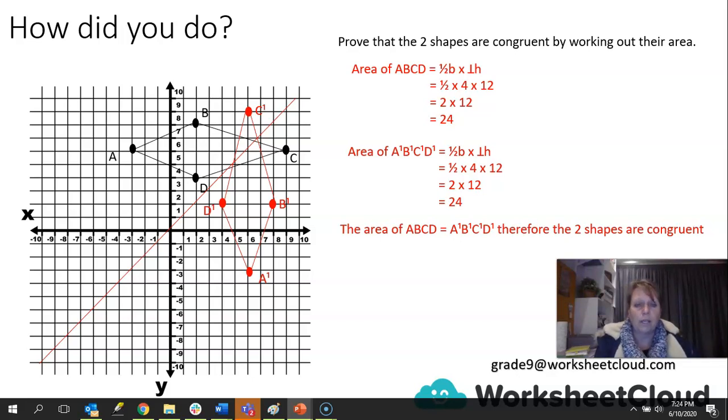Now guys, there's an activity that is attached to this lesson. Please do the activity, and it's just more practice of reflecting a shape across the line where y is equal to x. So the line y equals x. Okay. Also remember, if you have any queries or any questions about anything that has been done in this lesson, email grade 9 at WorksheetCloud.com. And also you can go back to the beginning of this lesson and go through everything step by step and see how to reflect a shape across the line.